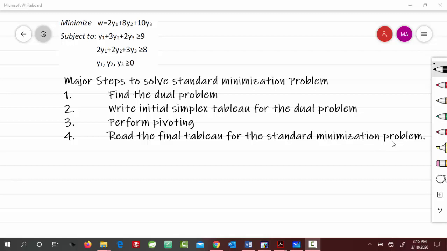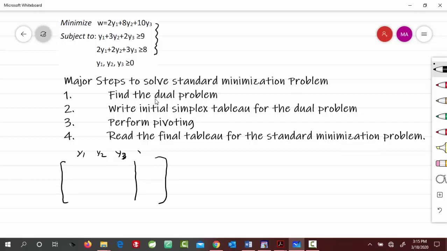So let's go step by step. First we find the dual problem, step 1. In order to find the dual problem, we would write these coefficients and constants given in the original problem in a matrix, and our variables are, say, y1, y2, y3. So this one, and we write down this matrix.